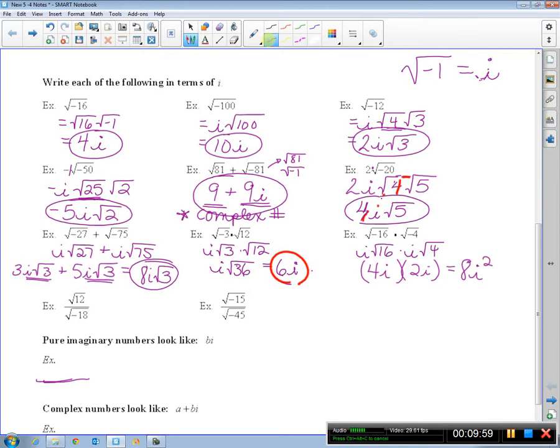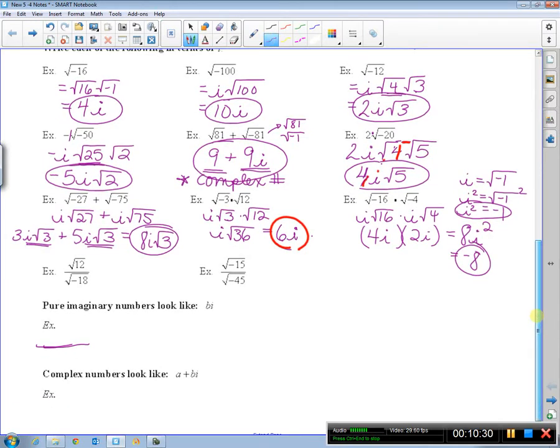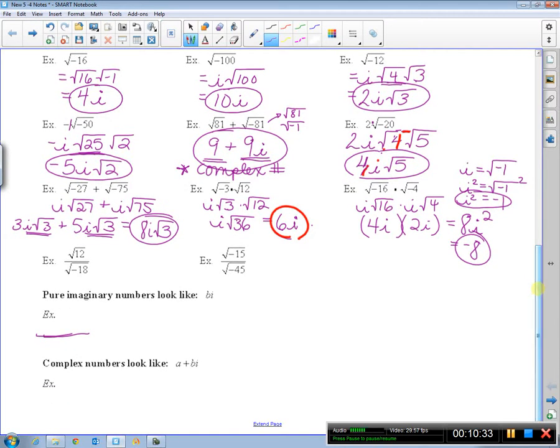Now remember, i is the square root of negative 1. What if I squared i? Well, then I would be squaring the square root of negative 1. You know when you square a square root, you get what's under the radical. So this means that i squared equals negative 1. That is true. So 8i squared is 8 times negative 1, or negative 8. We'll come back to that on the next page as well.